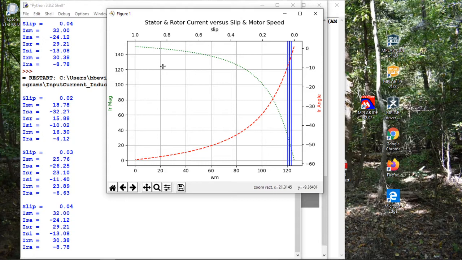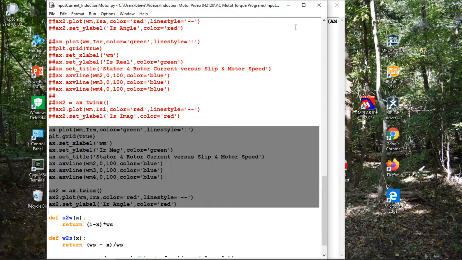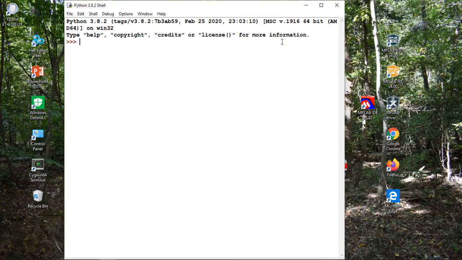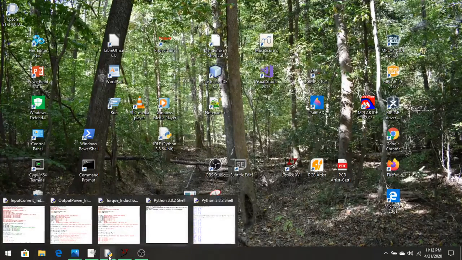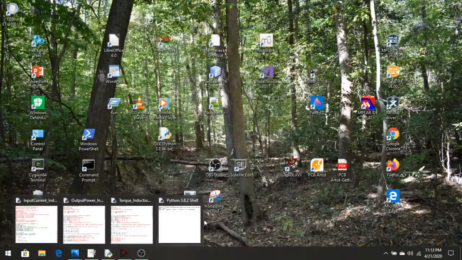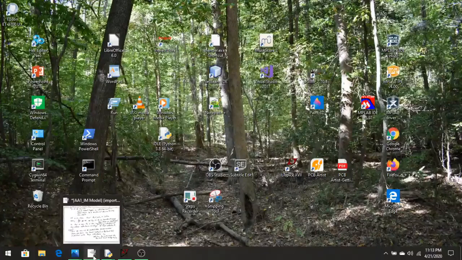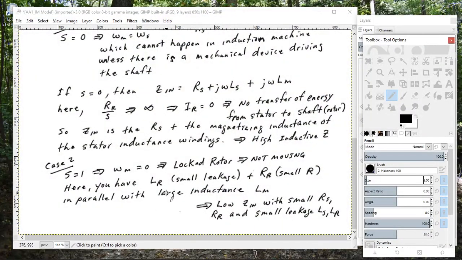Anyway, let's close this out. Actually, let's just minimize this, and minimize this, and minimize this. I seem to have a whole bunch of stuff there. I got 2 Python shells. Close that one. Okay, now let's go back into our GIMP.